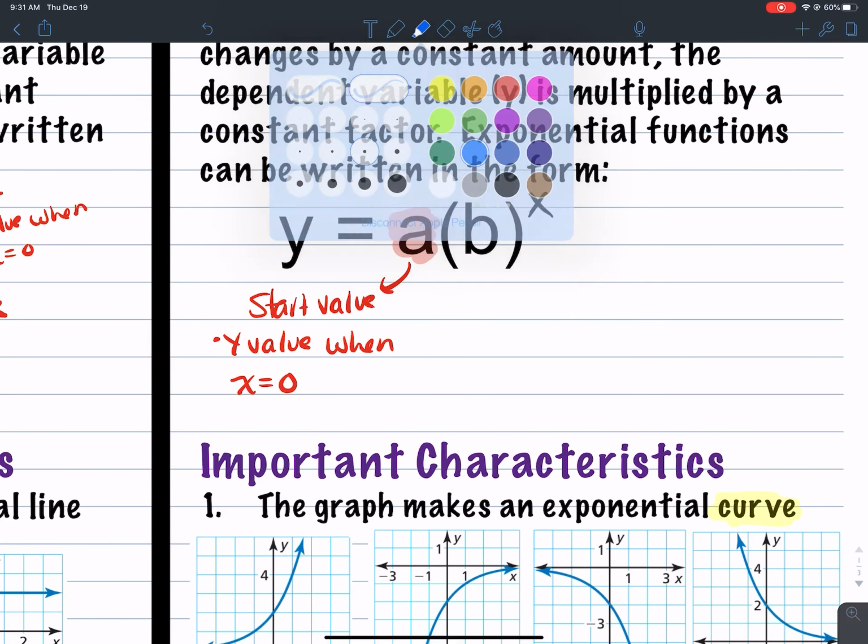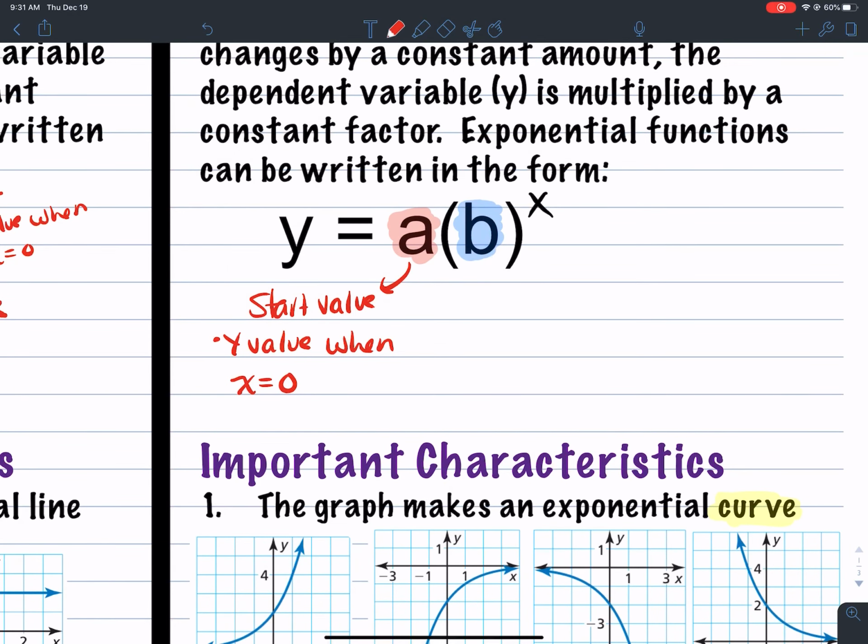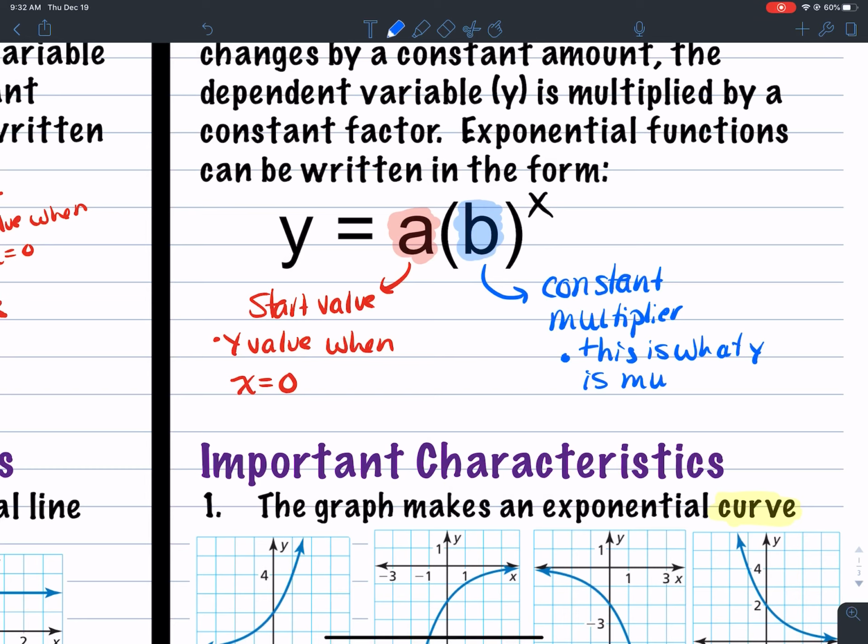Now, the b value for us is going to be called our constant multiplier. And what this really means is this is what we multiply y by. We multiply that if the change in x is 1.